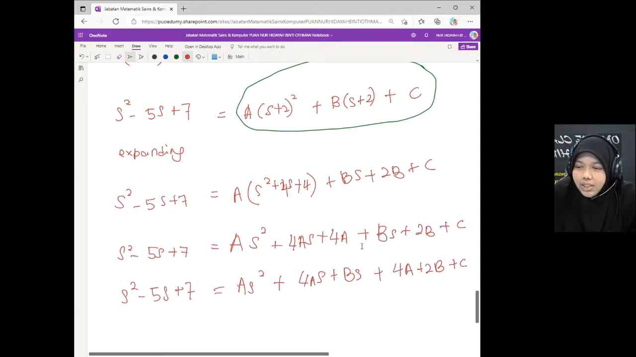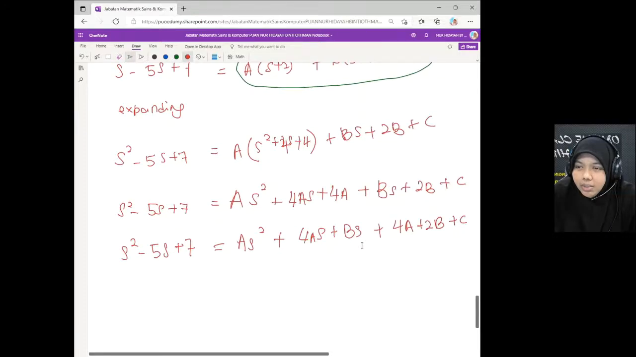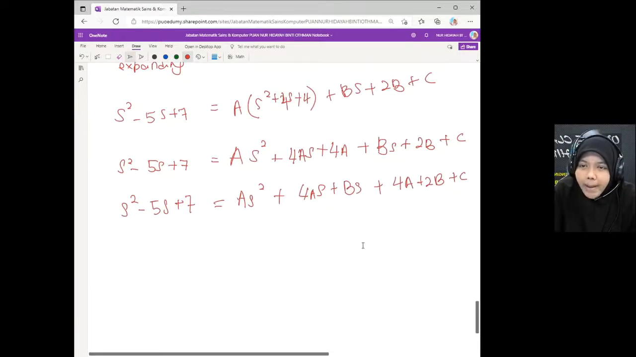So dekat sini sebenarnya kenapa kita perlu susun semula, supaya kita nampak siapa yang ada s kuasa 2 dia adalah satu kumpulan, siapa yang hanya ada s dia adalah satu kumpulan, siapa yang tiada s ataupun s kuasa 2 dia adalah satu kumpulan. Selepas tu baru kita akan comparing the coefficient with coefficient.